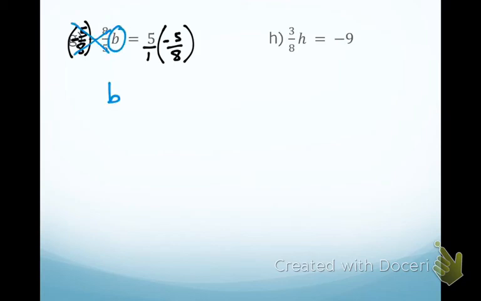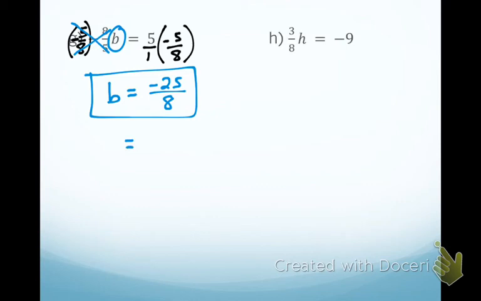Now if you look, there is nothing that can cross-reduce here. So I'm going to multiply my numerators. 5 times negative 5 is negative 25, and 1 times 8 is 8. I'm going to let you go ahead and leave it there as an improper fraction because that's just going to help us as we plug it back into our original problem.